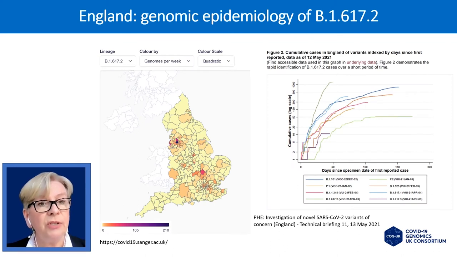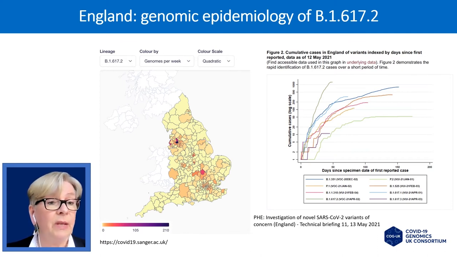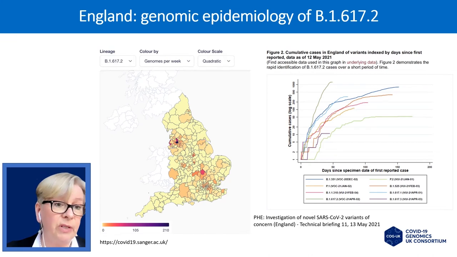Now, if we then turn to the genomic epidemiology of the 617.2 variant in England, on the left, you'll see the data from the Sanger. This is what's called Pillar 2 sequencing, and Pillar 2 is the sequencing from community testing and the mega laboratories or the Lighthouse laboratories. And the point I want to make here is that already the 0.2 version of 617 is actually widely distributed across the country, although there are particular hotspots, and we've already heard in the news where these are, including Bolton and London.